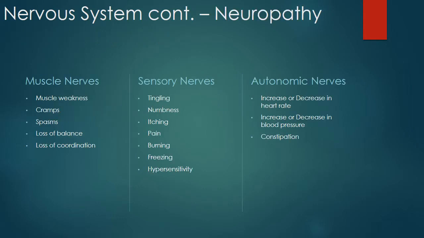Alright, so neuropathy. The nerves tend to stop working when you get older. It depends on which nerves. Muscle nerves: muscle weakness, cramps, spasms, loss of balance, loss of coordination. Sensory nerves: tingling, numbness, itching, pain, burning, freezing, hypersensitivity. Autonomic nerves: increased or decreased heart rate, increased or decreased blood pressure, and constipation.